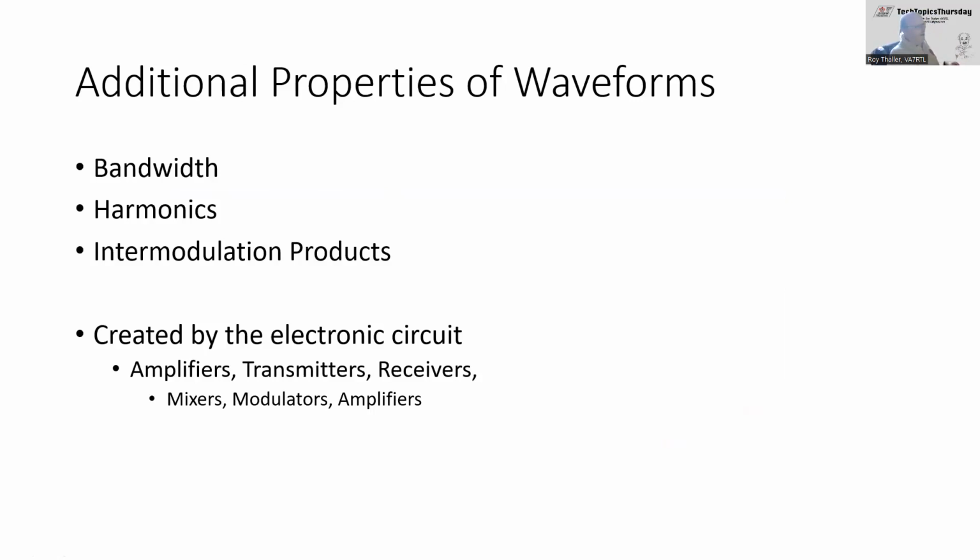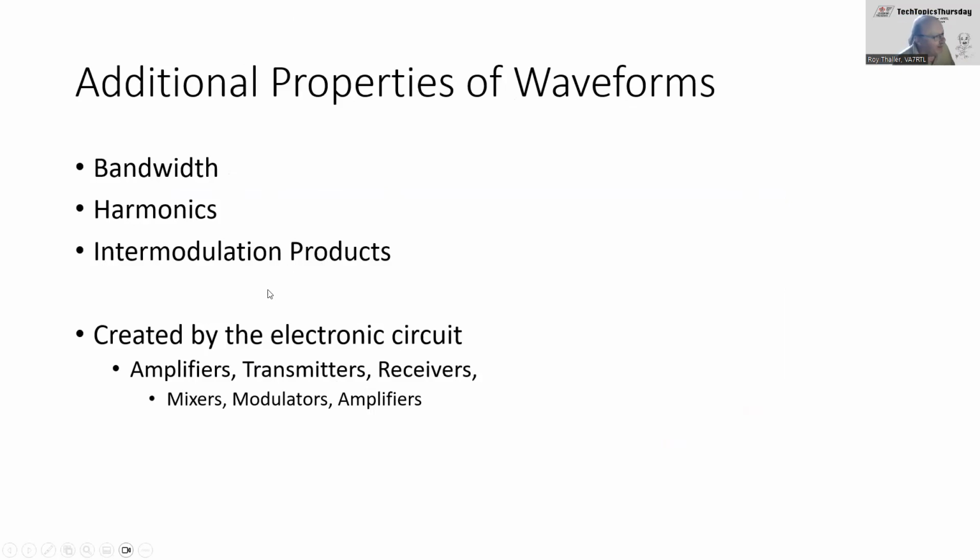So the other thing I just wanted to bring up is some additional properties of waveforms. We'll talk about bandwidths, harmonics, and a little bit about intermodulation products. You get all of these things from the different electronic circuits you use. Typically you'll have a transmitter, an amplifier, and a receiver.